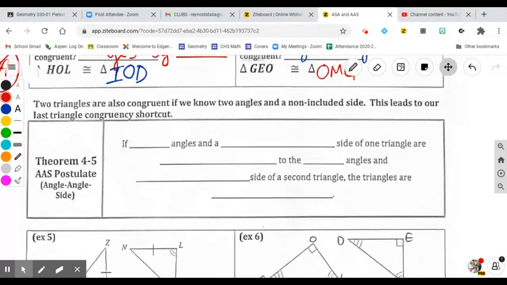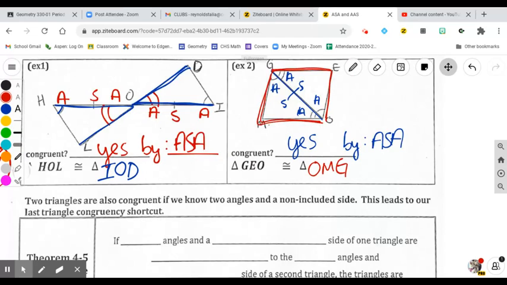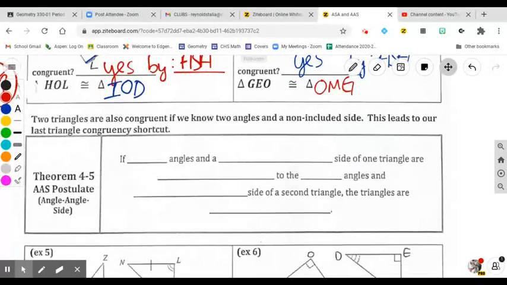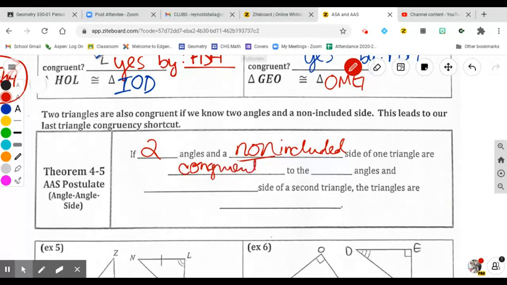The last shortcut that we're going to talk about is angle, angle, side. Well, it's very similar to angle, side, angle because there are two angles and a side. But for angle, angle, side, this side is a non-included side. So let's fill this in and then I'll show you what that looks like. So if two angles and a non-included side of one triangle are congruent to the two angles and non-included side of the second triangle, the triangles are congruent.